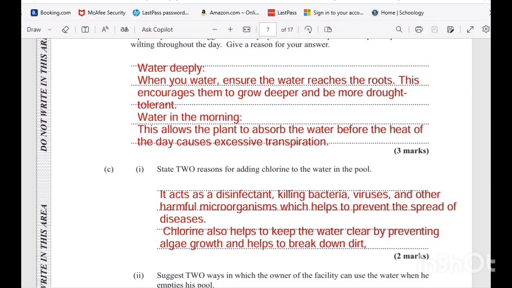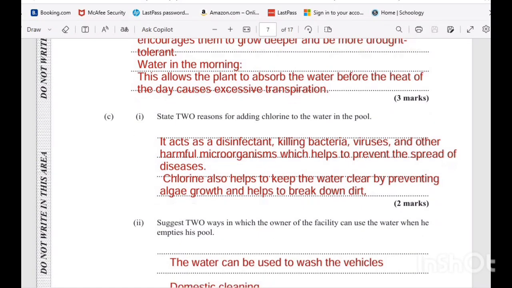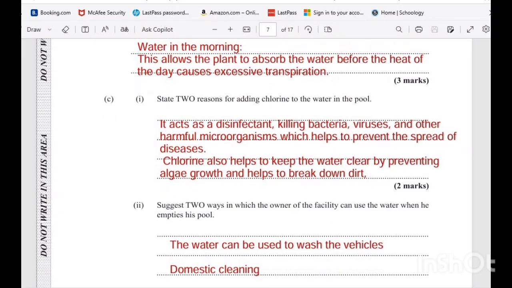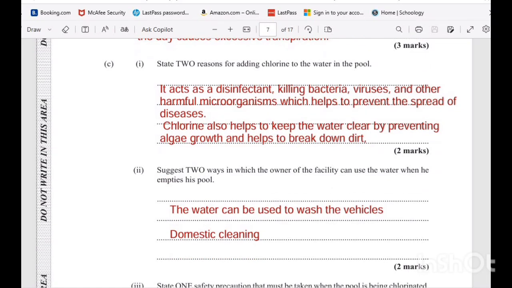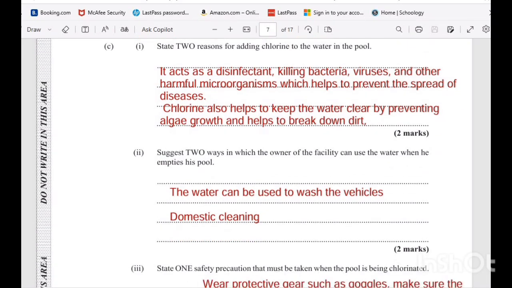Chlorine helps to keep them away and also helps to break down dirt so that your pool doesn't become dirty. Part 2 suggests 2 ways in which the owner of the facility can use the water when he empties his pool. Now, the answers would be the water can be used to wash the vehicles, and it could also be used for domestic cleaning. So, scrubbing away concrete, scrubbing the tiles, the floors, washing equipment.